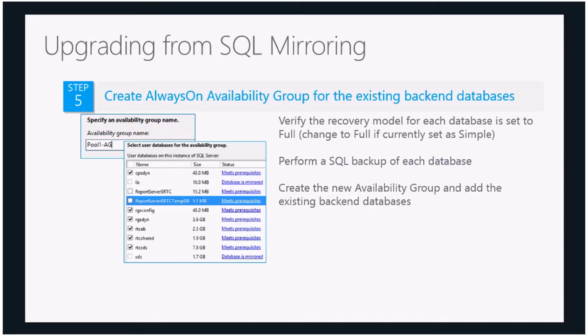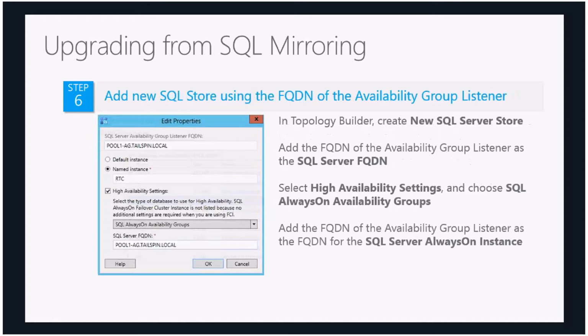In any case, if everything looks good here, if you've got the meets prerequisites status listed there, as you see in the screenshot, then you can go ahead and finish the availability group wizard.